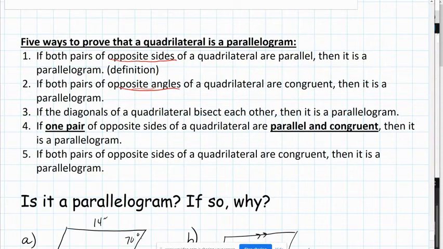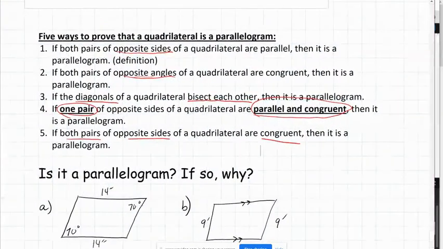If the diagonals of a quadrilateral bisect each other, then it's a parallelogram. If one pair, this is like the example we just did in problem 6, if one pair of opposite sides are both parallel and congruent, then it's a parallelogram. So that's one pair that has to be parallel and congruent. That makes it a parallelogram. Or if both pairs of opposite sides are congruent. Okay, so those are 5 different ways that you can show that a quadrilateral is a parallelogram.